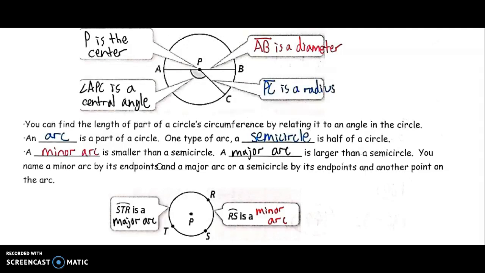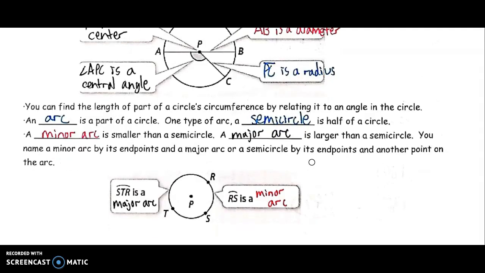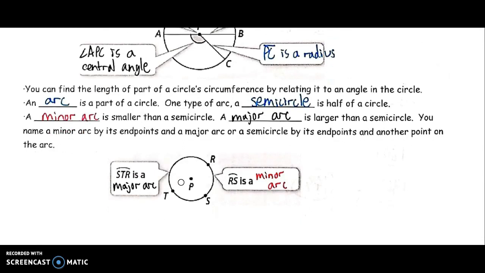So we're going to name a minor arc by its endpoints and a major arc, or a semicircle, by its endpoints, but also another point on the arc. So when you name a major arc, we have 3 letters for the name. So STR, for example, would be the major arc that starts at S, passes through T, and ends at R. And if I name a minor arc, that's just going to have 2 parts of that name, just going between R and S. If we just use 2 letters for the name, we assume it's the shortest distance between those 2. So we can see that RS is a minor arc, it's less than halfway around.